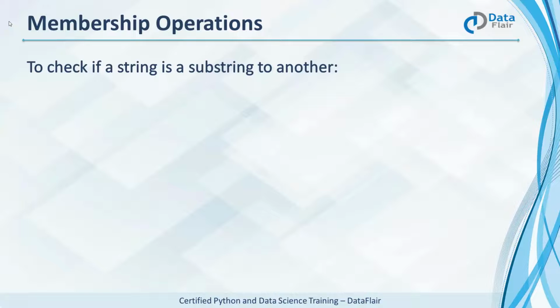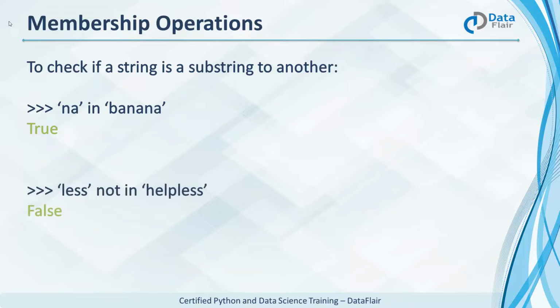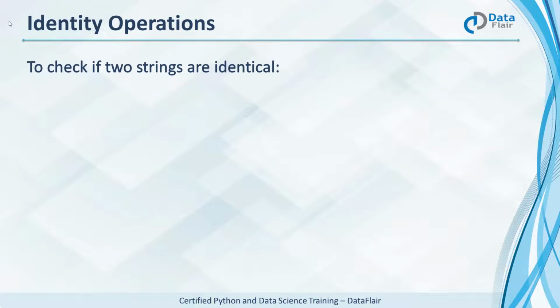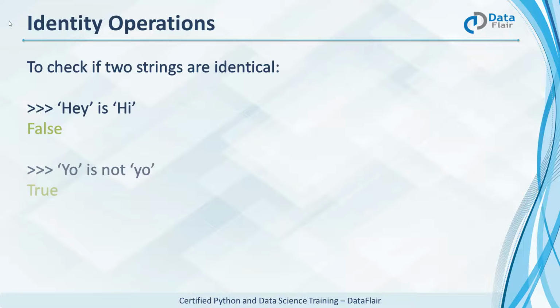Membership operations let us check whether a string is a substring to another. Na is present in banana, but less is not absent in helpless. Identity operators let us check whether two strings are identical. Hey and hi are not identical, and yo are unidentical.